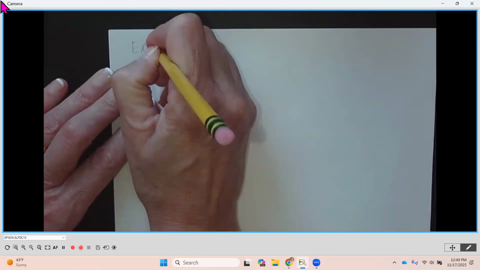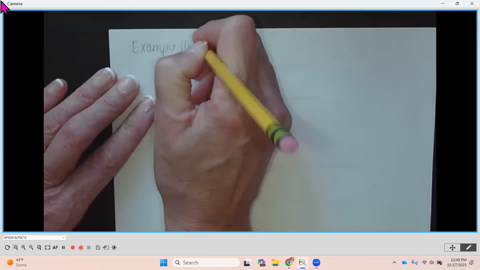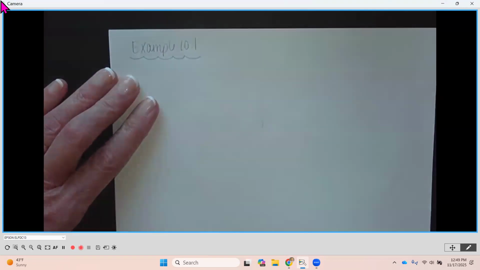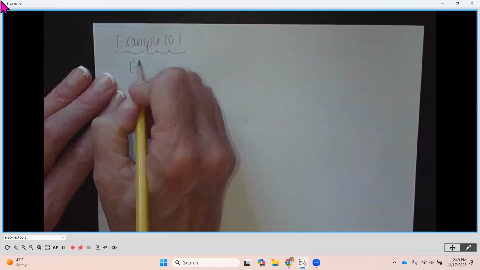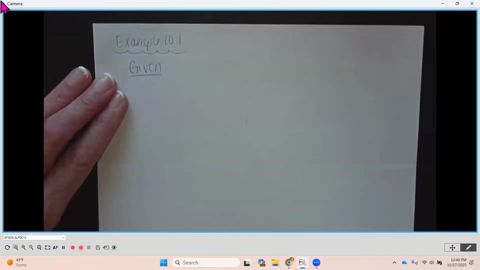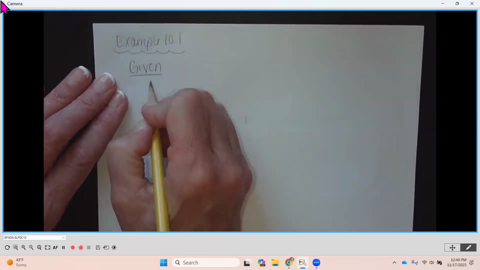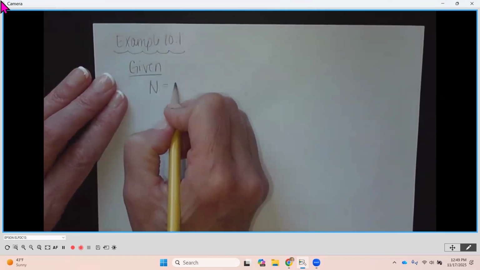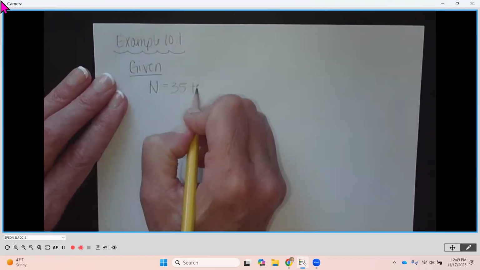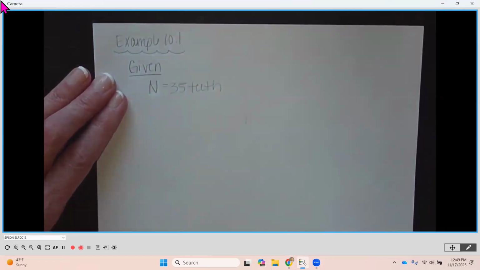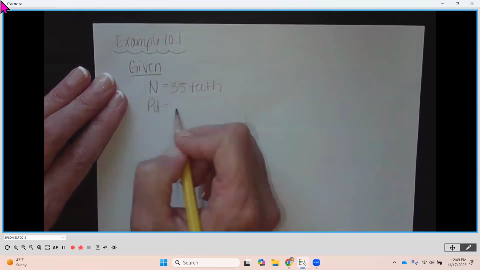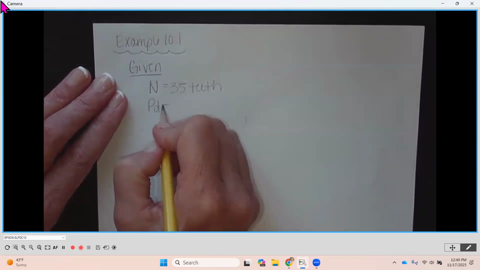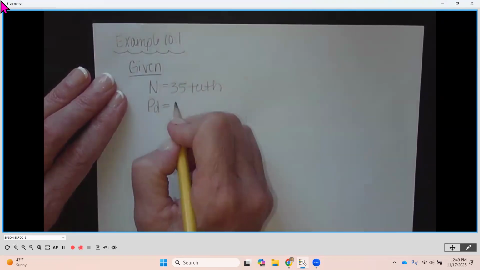Okay. So what I'm going to do is start my example here by just saying, okay, this is example 10.1. And we want to identify the items that we are given in this problem and then what we need to find. So given, okay, we're given the number of teeth. So N is going to be equal to 35 teeth. Okay. And then we're also given the diametral pitch. So diametral pitch, the size of the tooth, is equal to 10.